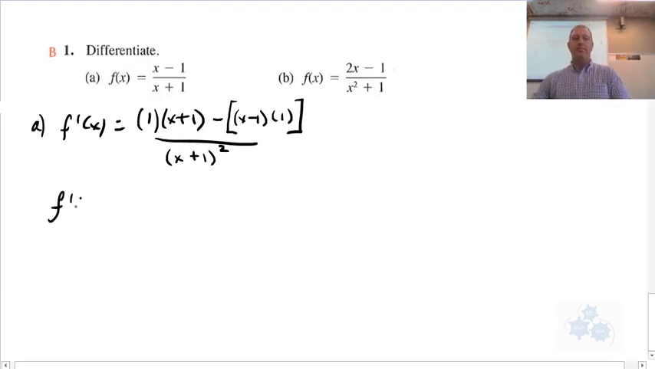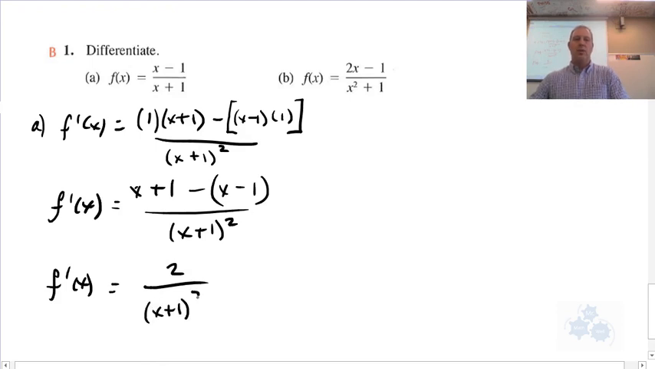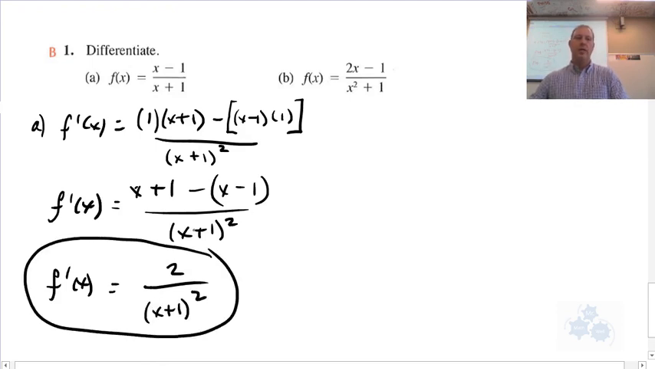All right, so what do we have? We have x plus 1 minus x minus 1, really, right? So that's going to equal, well, we have x minus x, and we have 1 minus a negative 1. So the x's are gone, and 1 minus negative 1 is, of course, 2. Right? 2 over x plus 1 all squared. And that's about as simple as you can get. That should be your answer, I think.